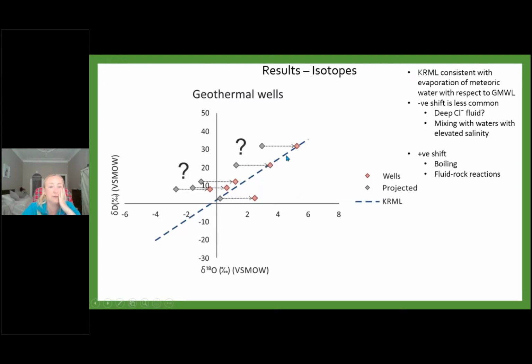But if we project back from all of the measured points, we find that water in the reservoir is enriched in chloride, deep chloride fluids that quite often indicate mixing with saline waters. And then this positive shift down here is boiling and an indication of fluid rock reactions. But the mixing with saline waters is quite interesting, and I'll touch upon that again in a moment. It's also fairly rare, comparatively speaking, to find this in isotopic data for geothermal reservoirs.